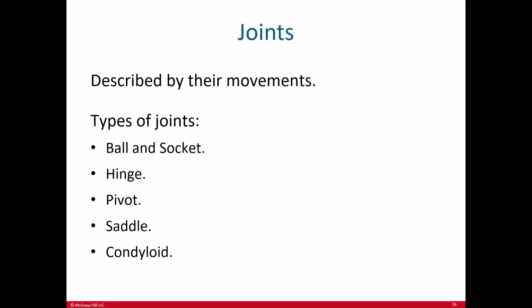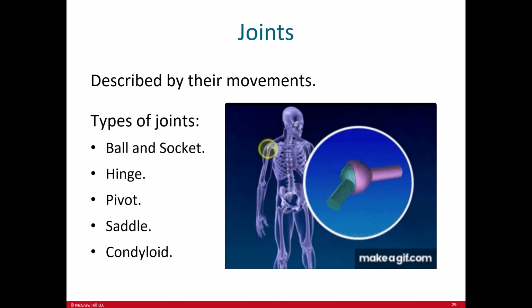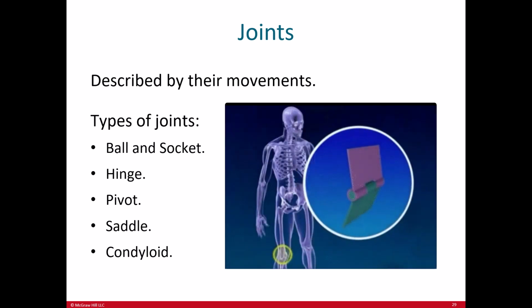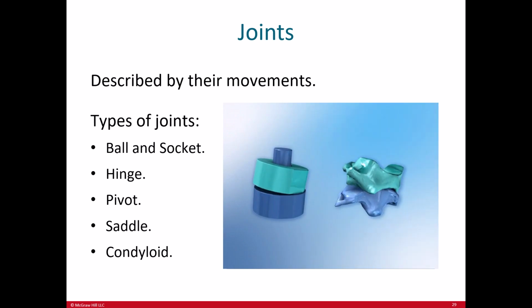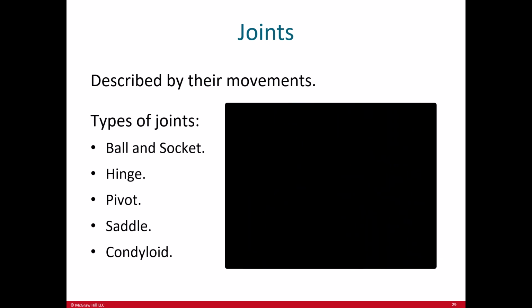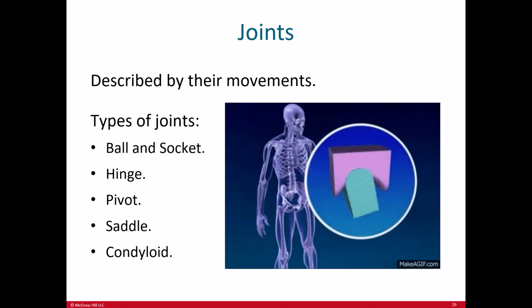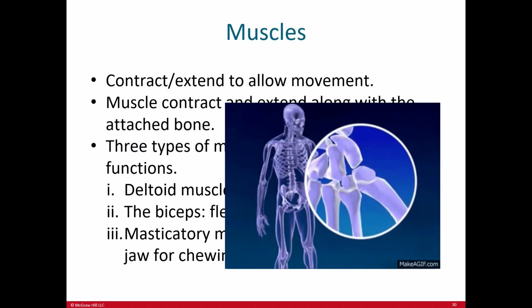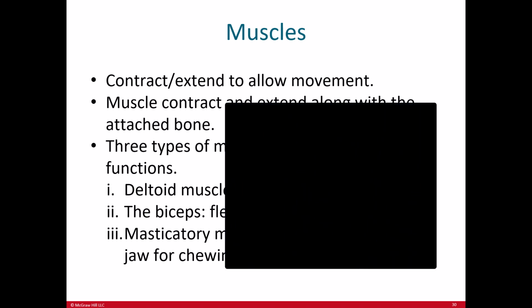All right, let's look at joints described by their movement. So types of joints. We have a ball and socket joint, which you will find in your shoulder and your hip. We have a hinge joint, that's your elbow, right? Or your knee. Then we have a pivot, the saddle, and the condyloid.